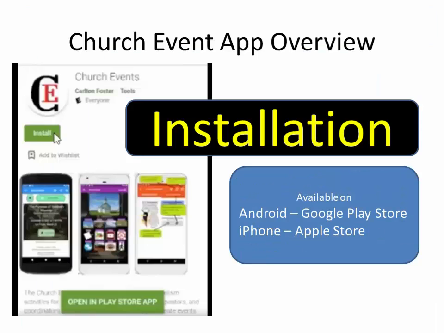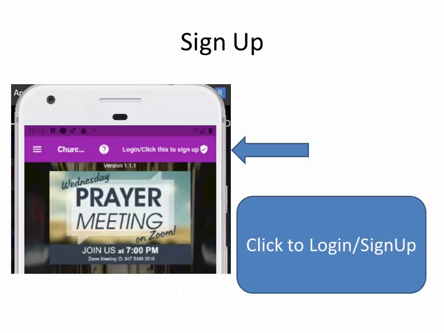So it's easy. Just go ahead and install it. If you have an Android, you go to the Google Play Store. If you have an iPhone, then you go to the App Store. When you type it in, make sure you select app and look for Church Events, which is the big C with a little red E in the middle, by Carlton Foster. Search for it and just install it. It takes a small amount of bytes. It won't affect your phone.